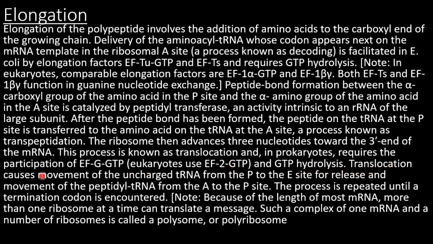Now, translocation causes movement of the uncharged transfer RNA, which was at the P site, to the E site, the exit site for release, and the movement of the peptidyl transfer RNA from the A site to the P site. This process is repeated until a termination codon is encountered. However, because of the length of most messenger RNA, more than one ribosome at a time can translate a message. Such a complex of one messenger RNA and several ribosomes is known as a polysome or polyribosome.